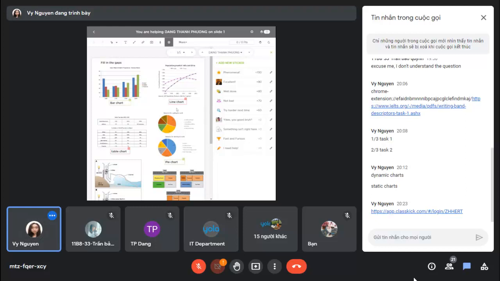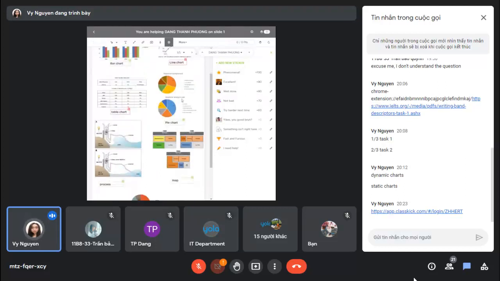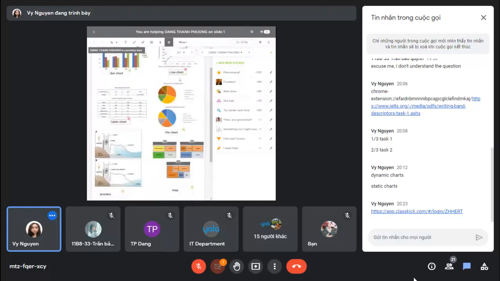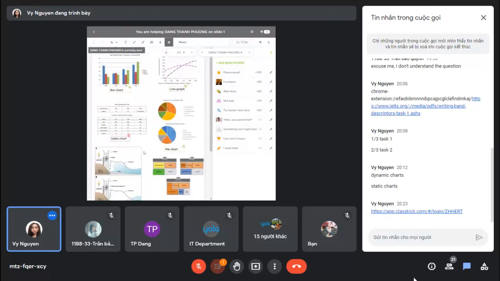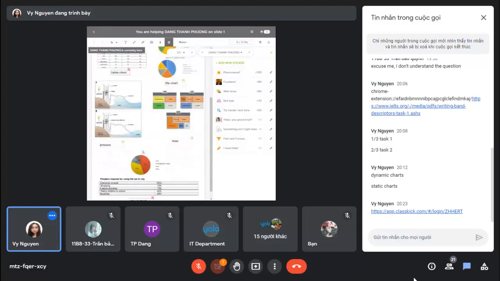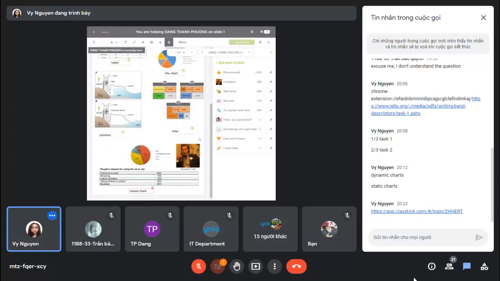So this is not a line chart, it's a line graph. It's not chart. For table, you don't say table chart, you just say table. Mixed charts, with the S.